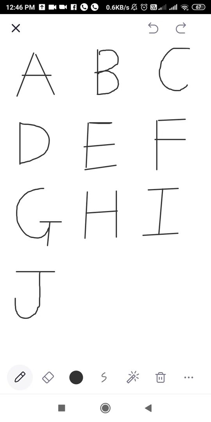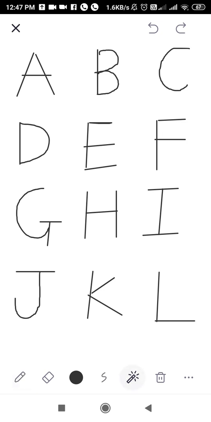Then next after letter J, what is the next letter? Letter K. So to draw letter K, first you need to draw one standing line and then two cross lines like this. Okay, then next letter L. So to draw letter L, you will draw one standing line and one sleeping line.